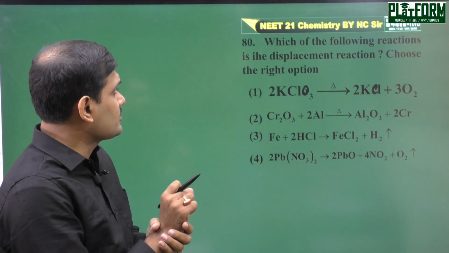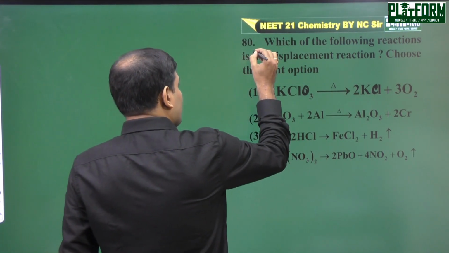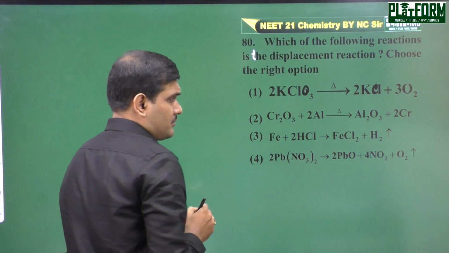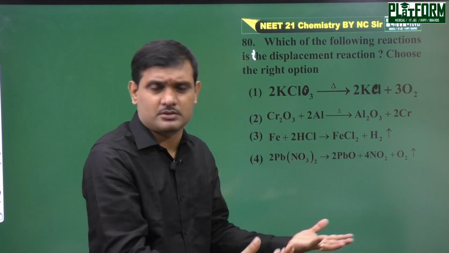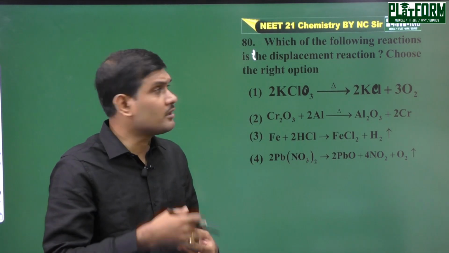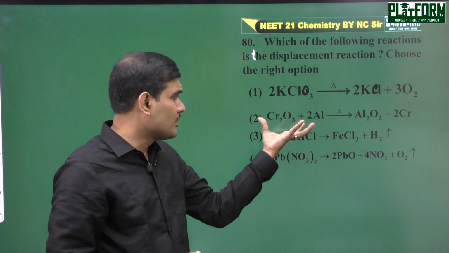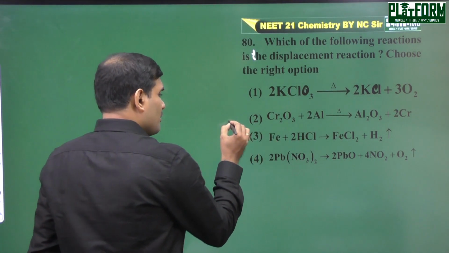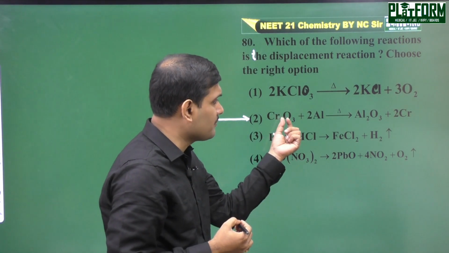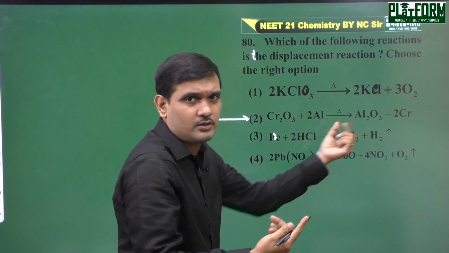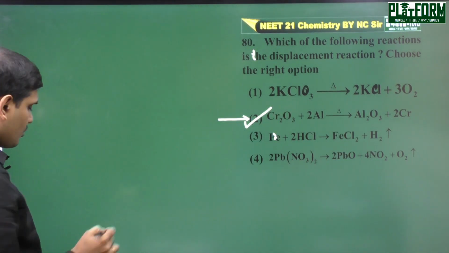Which of the following reactions is the displacement reaction? What will be the correct option related to displacement? So simple. Displacement reaction means one metal will be displaced. So KClO3 is decomposition. It is the Goldschmidt aluminothermic process, where chromium is displaced from its oxide to release pure chromium. So we have this correct option, it is option 2.